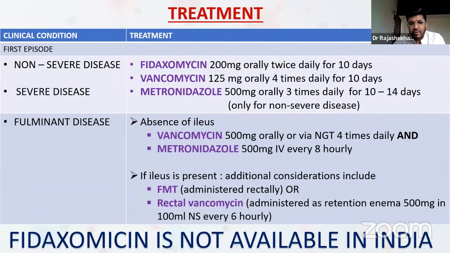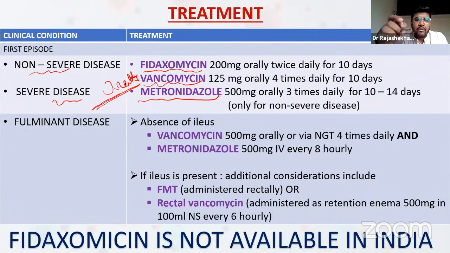So how will you treat a patient of CDI? In a patient of non-severe disease and severe disease, there are three drugs available: fidaxomicin, vancomycin, and metronidazole. Remember, all of them are given orally, not IV. Vancomycin is given orally only for Clostridium difficile infection. Fidaxomicin is not available in India. So in India, we usually either give metronidazole, which is very easily available, or we go for vancomycin, whereas vancomycin usually is a better first choice than metronidazole.